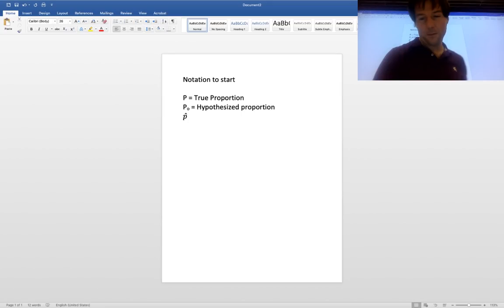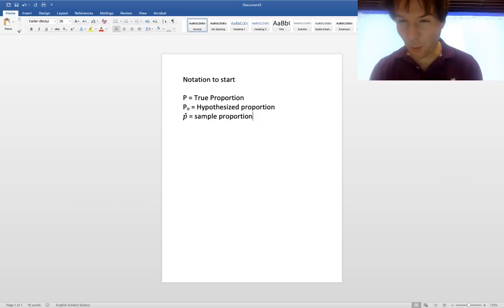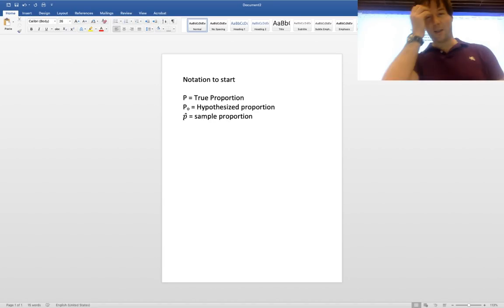Sample proportion. So P hat is the sample proportion. Okay, good. It seems like it's all right, stream quality. I hope it's all right there. Thank you, Chelsea. So P hat is sample proportion.